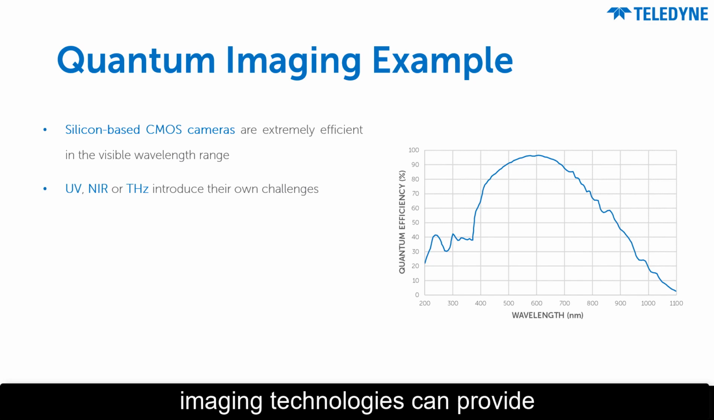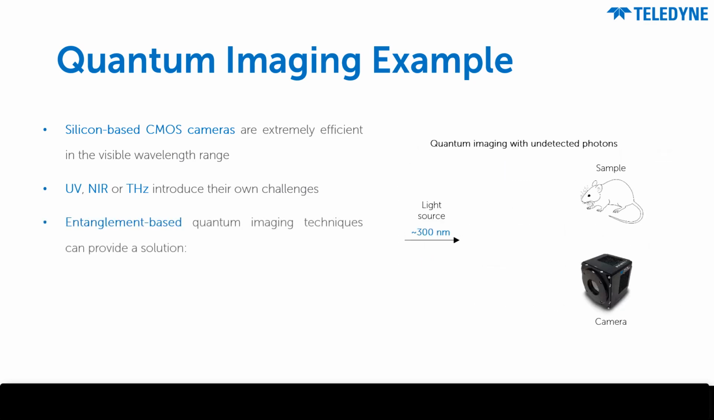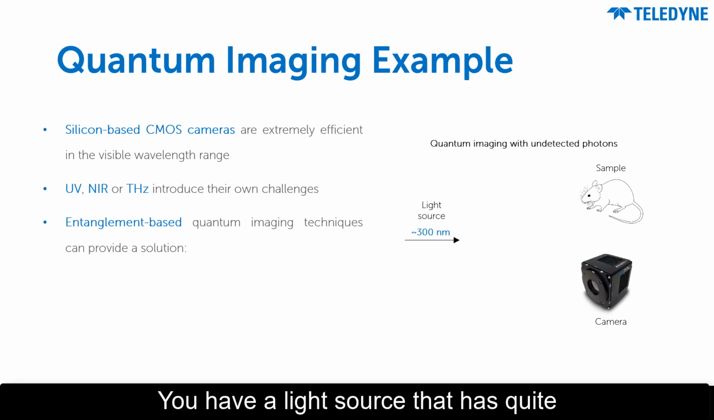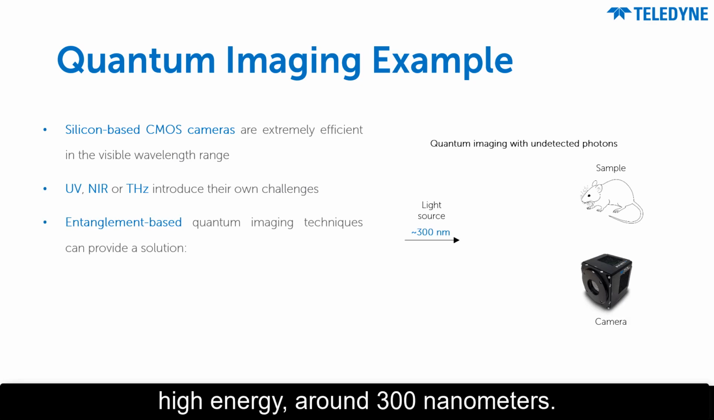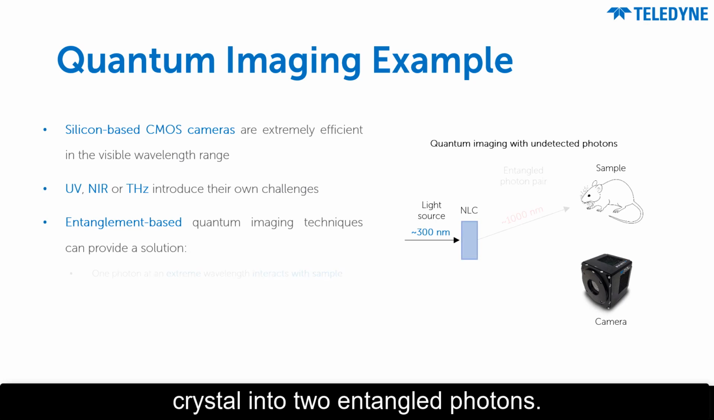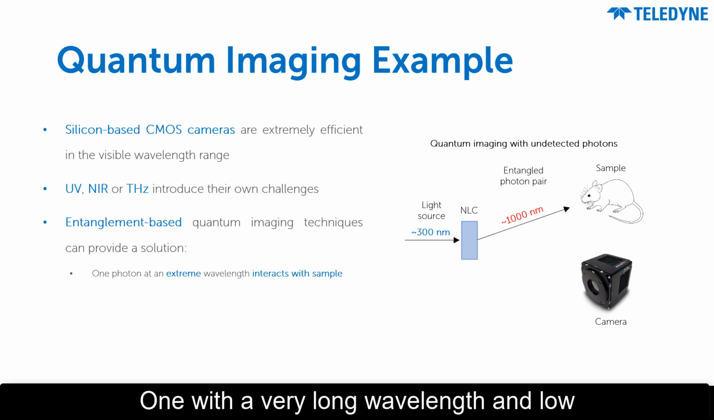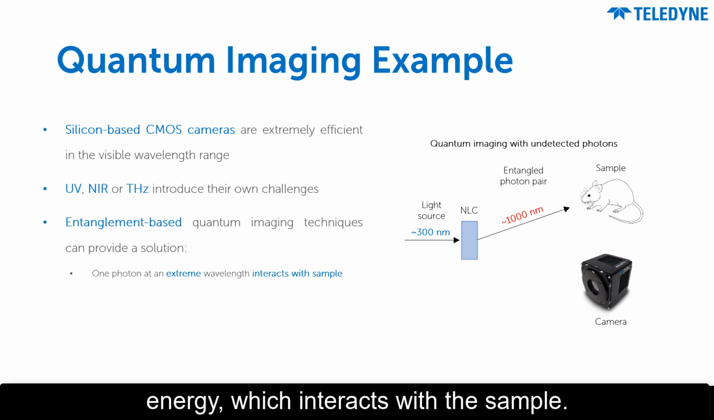Entanglement-based quantum imaging technologies can provide a solution to this issue. This is quantum imaging with undetected photons. You have a light source that's quite high energy, around 300 nanometers. You split this with a nonlinear crystal into 2 entangled photons. One with a very long wavelength and low energy, which interacts with the sample.